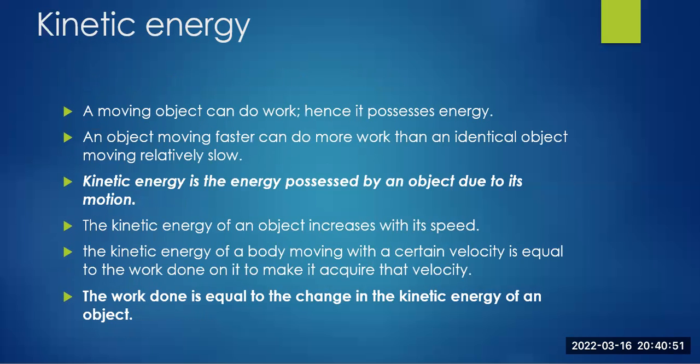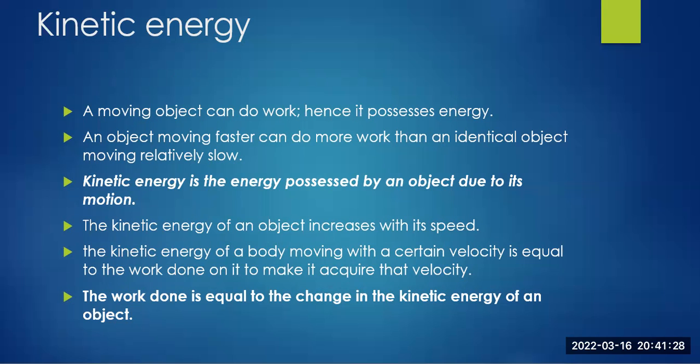Next, we come to one form of energy, which is the kinetic energy. We all know that a moving object can do work, and hence we can say that it possesses energy. An object moving faster can do more work than an identical object moving relatively slow. Therefore, we define kinetic energy as the energy possessed by an object due to its motion. The kinetic energy of an object increases with its speed.